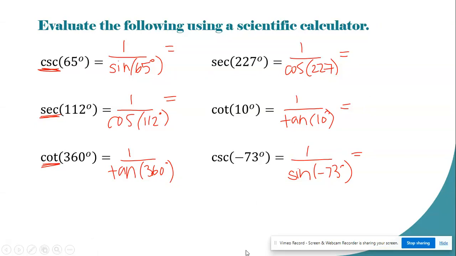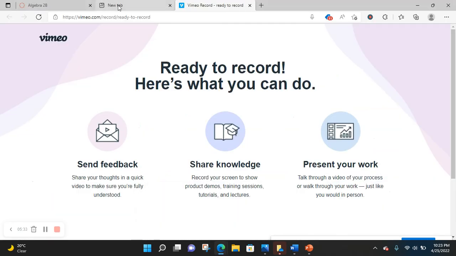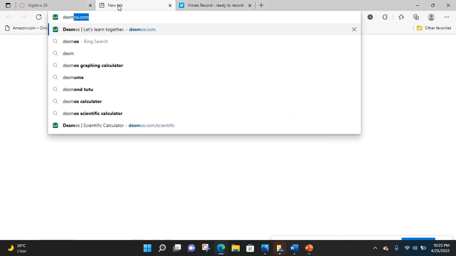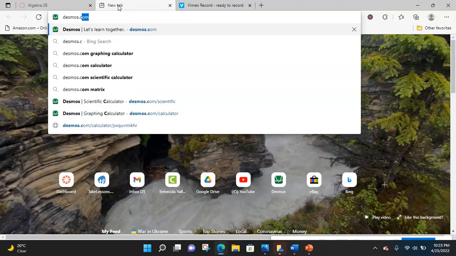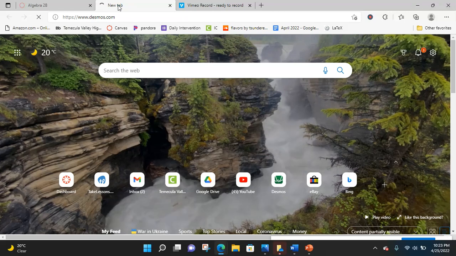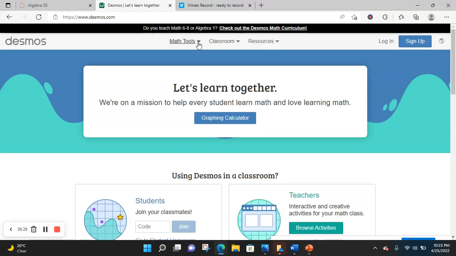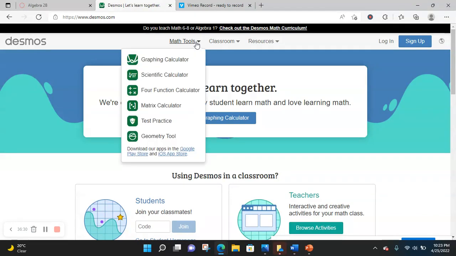Now, if you do not have a cool calculator, check it out. I've pulled up Desmos for y'all. I don't know where it went. But we can pull it up real quick. So we'll go to desmos.com and we're going to pull up our scientific calculator, y'all. So you can do it on the graphing one, but honestly, it's a lot easier if you just go to Math Tools, scientific calculator.